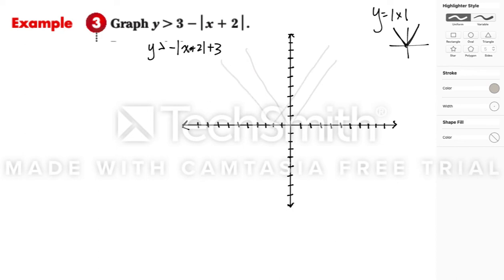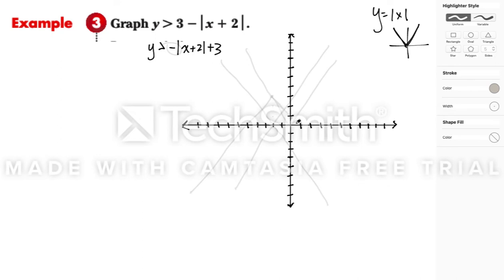So that's the first thing. The second thing is we can think about flipping it over. This is a reflection, flipping it over the x-axis. So it's actually down here now. And then finally, we're going to lift it up 3 points. 1, 2, 3. That's a vertical translation. And so we end up with this graph here.